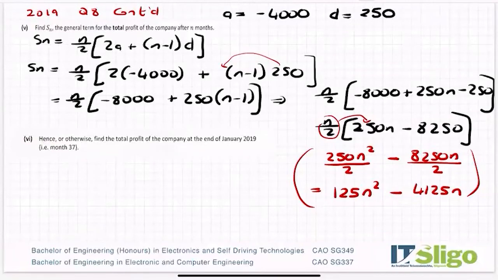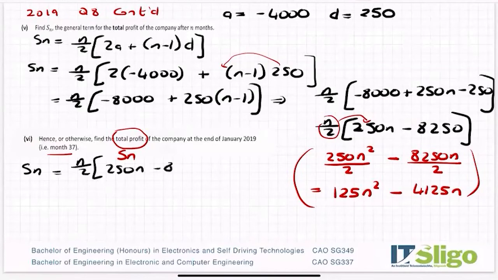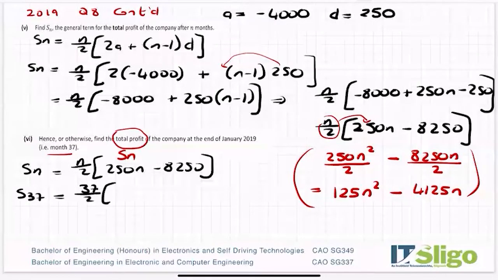The last part then said, hence or otherwise find the total profit. That total profit means you're adding up all of the months. So that's an Sn at the end of January 2019, which is month 37. Our Sn was equal to n over 2 bracket 250n minus 8250. S37 then, at the 37th month, is 37 over 2 times 250 times 37 minus 8250.